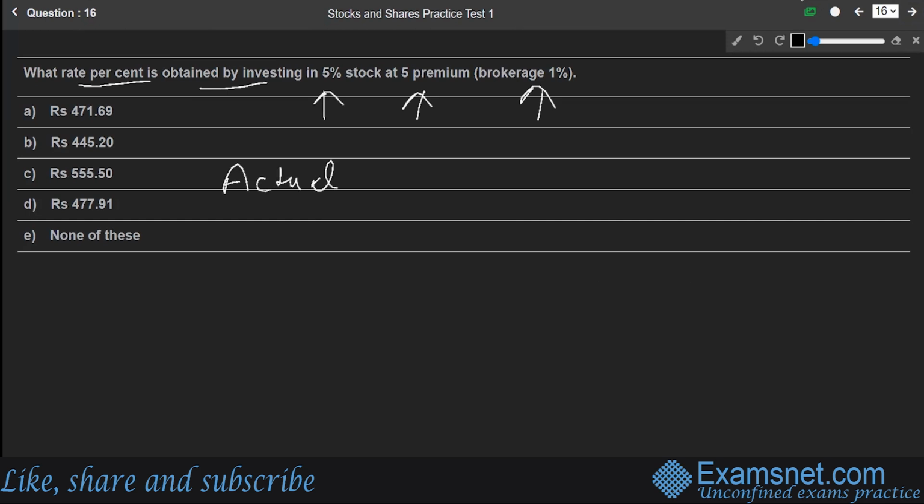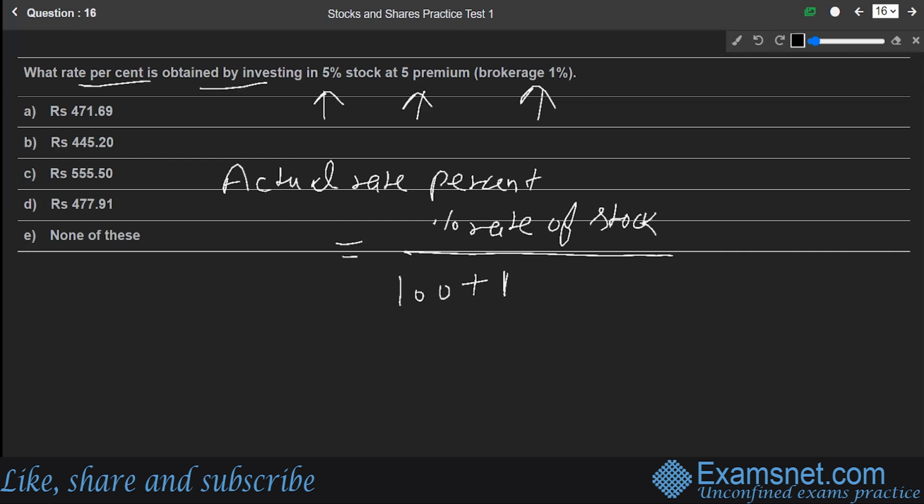The formula for actual rate percent is always there. The formula is nothing but the percentage rate of stock, that is, at what dividend it is available, the percentage rate of stock divided by 100 plus the premium.